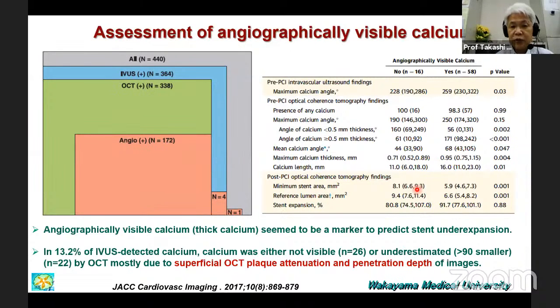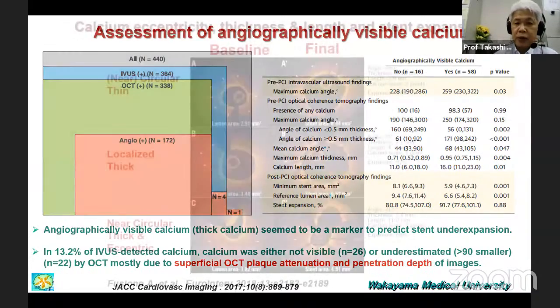Angiography-visible calcium seems to be a marker to predict stent underexpansion previously, but IVUS is much more sensitive to identify the calcium than OCT, sometimes because of the plaque attenuation and penetration depth of the image in OCT. But in a case with PCI, the superficial calcium is the most important. Therefore, OCT might be a wonderful technique to identify the presence, the distribution, and the information of the thickness.